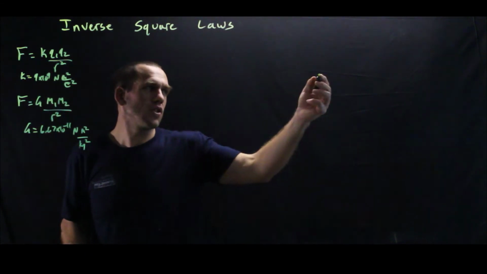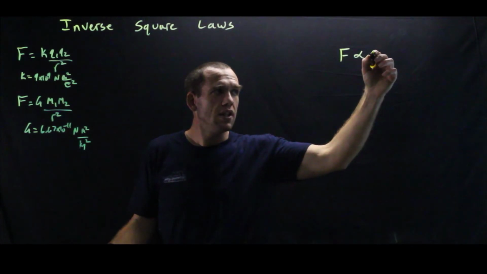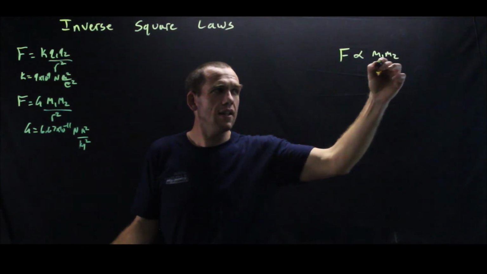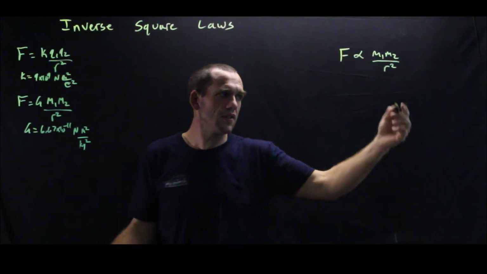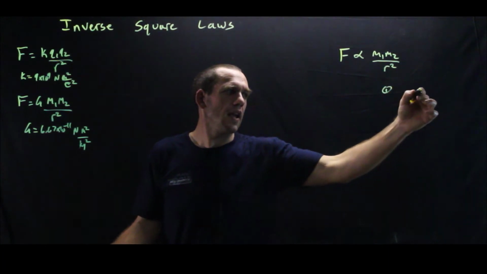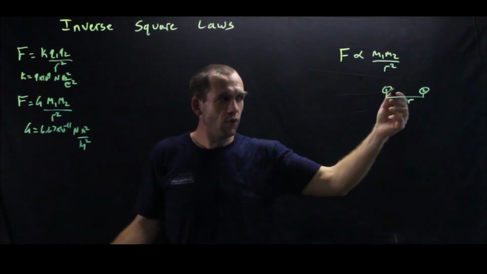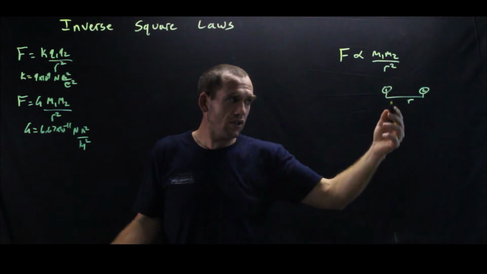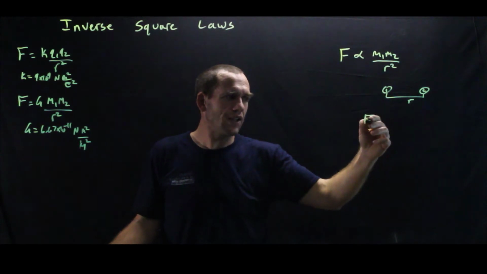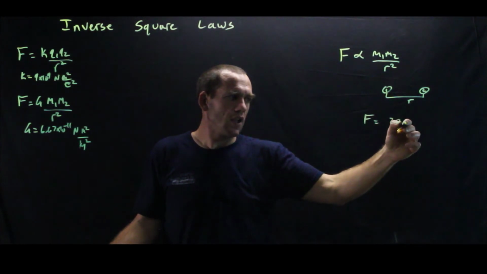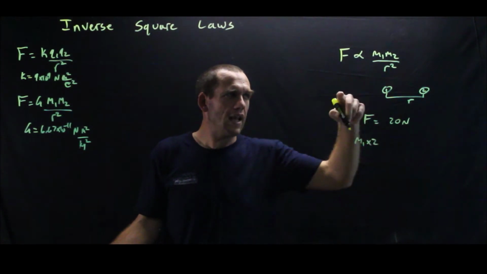So I say it's an inverse square law, and really I'm going to write it like this. Force is directly proportional to mass and inversely proportional to distance squared, right? In both of these cases, r is the distance between things. So I have m1 and I have m2, and then the distance between them is r. Now, if object 1 and object 2, whatever they are, have a force of attraction between them of, say, 20 newtons, and I make m1 twice as big, well, what happens to that force?